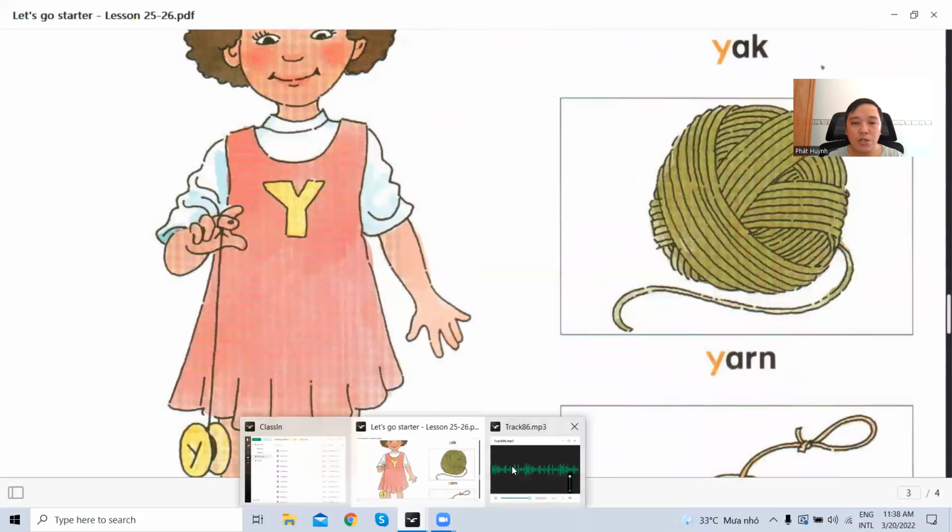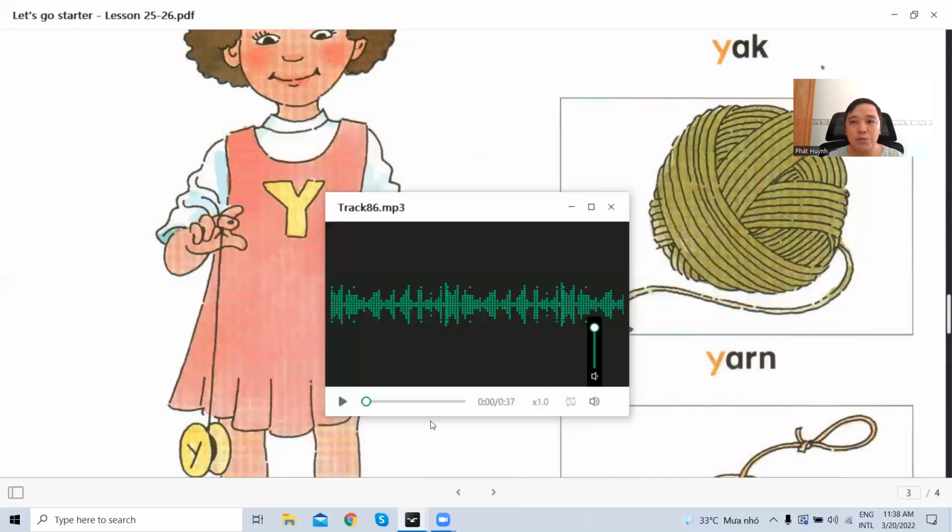Now, we'll listen to it one more time. This time, try to imitate the recording. Lần này, cố gắng bắt chước cái recording như các con.